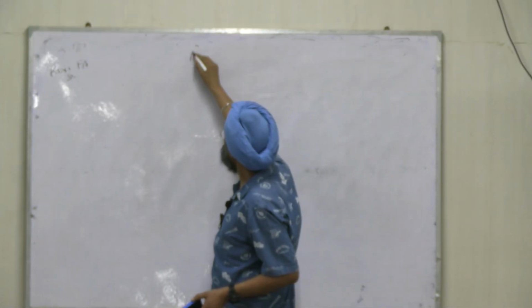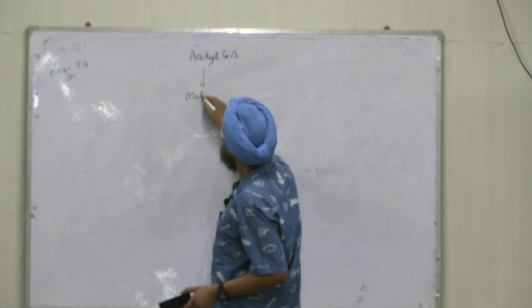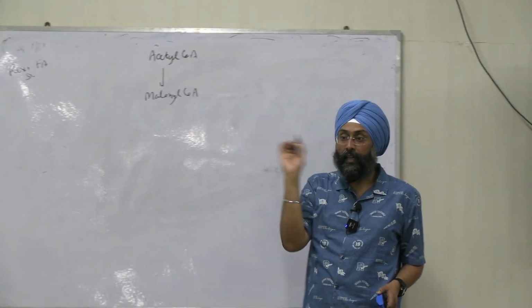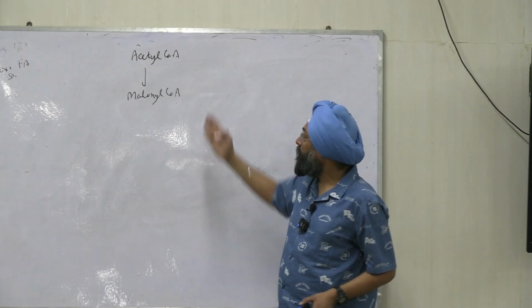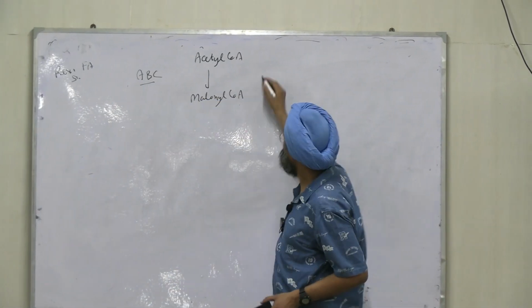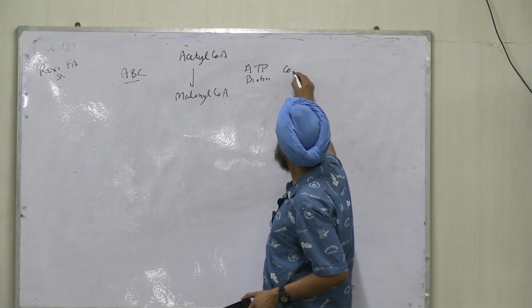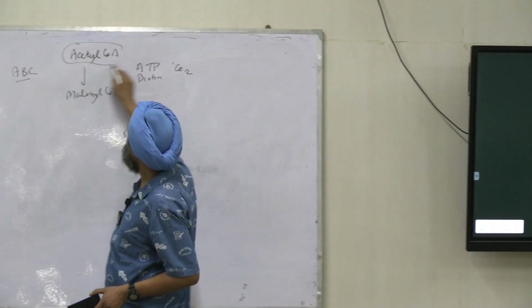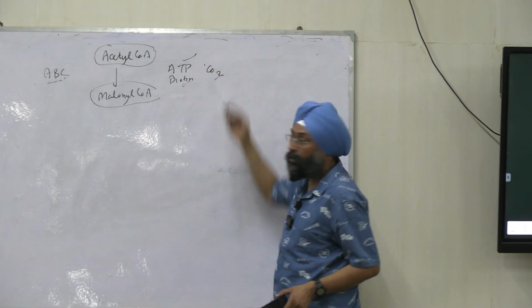The first reaction was conversion of acetyl CoA into malonyl-CoA, right? When acetyl CoA is brought into the cytosol, it is converted into malonyl-CoA, right? And this reaction requires, the mnemonic is ABC. A, B, C. A for ATP, B for biotin, C for carbon dioxide. As simple, right? So acetyl CoA is converted to malonyl-CoA via ABC. A for ATP, B for biotin, C for carbon dioxide.